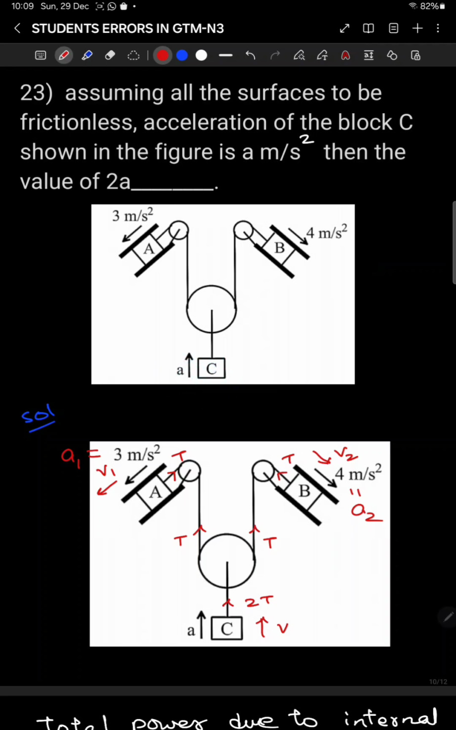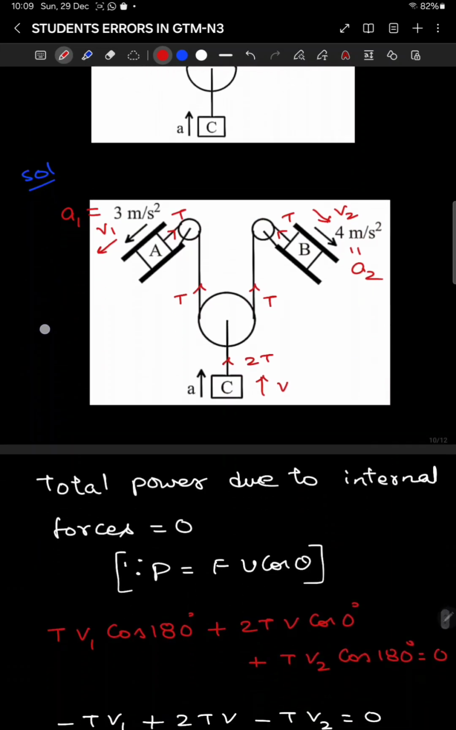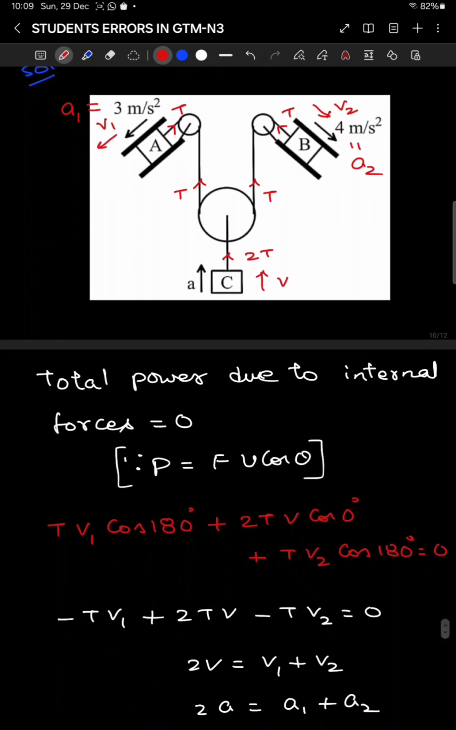Now let us see. Let us take its velocity was v1 and acceleration a1. Here velocity was v2, acceleration was a2, and here tension T. Same string, here also you will have same tension. On this pulley we have tension 2T. Action reaction here also 2T will be there. And let us take velocity of C block is v.